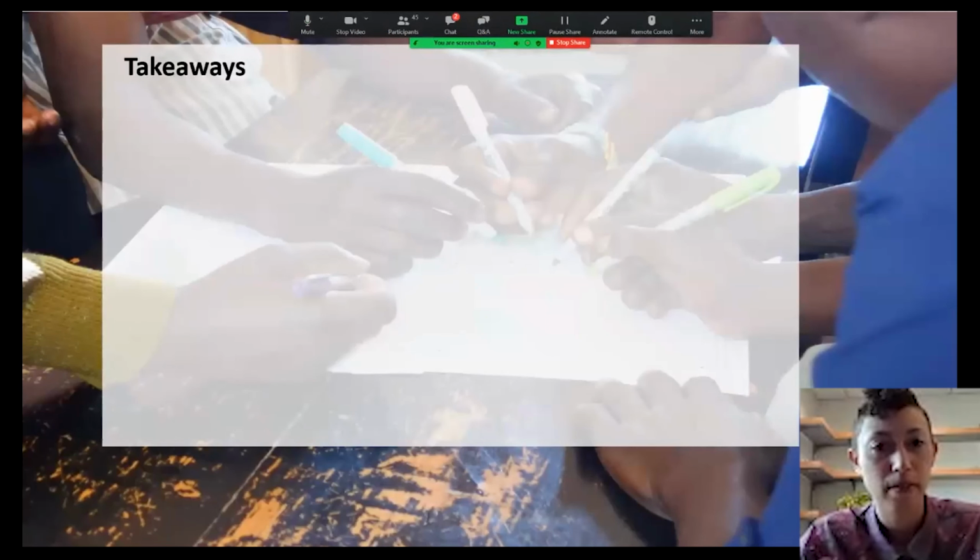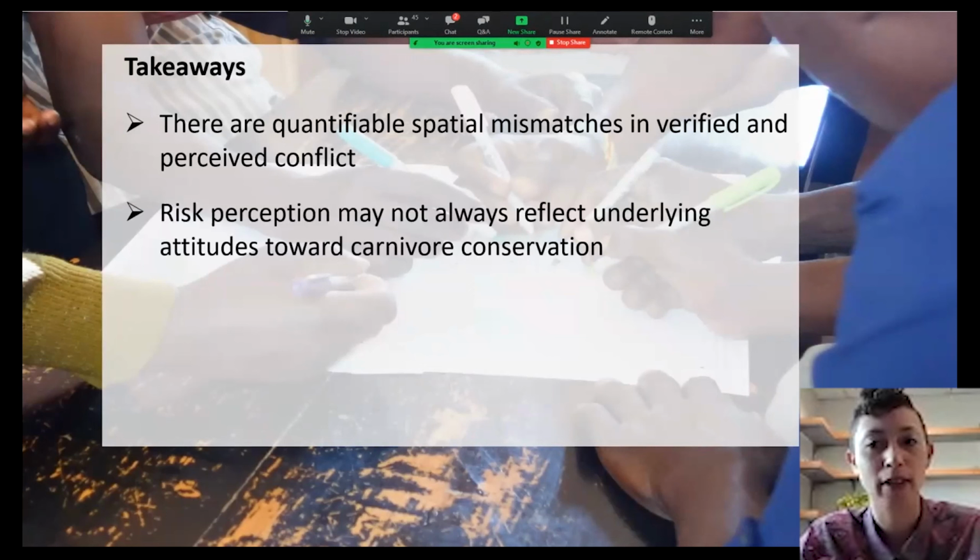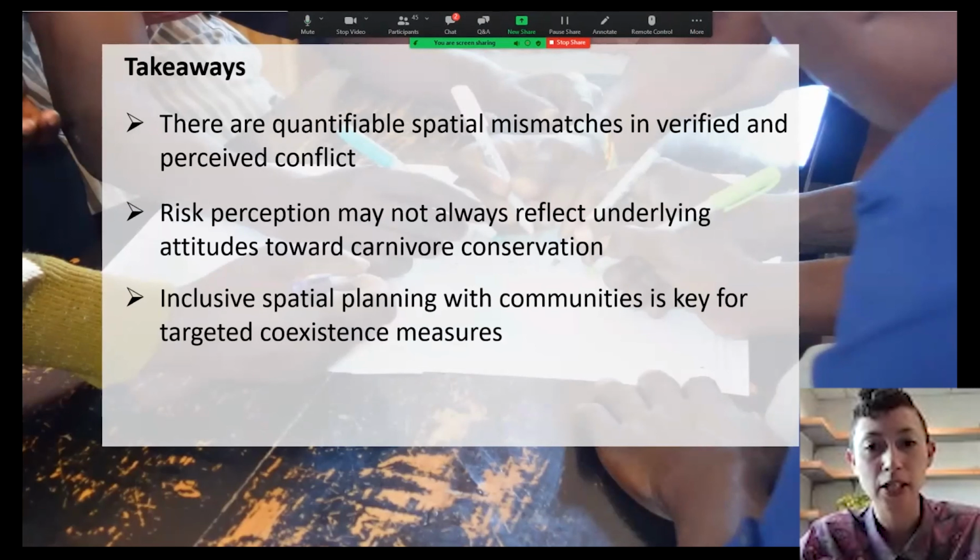So our takeaways from this particular case study is that there are quantifiable spatial mismatches in verified and perceived conflict, and there are ways to predict these risk perceptions and the attitudes that influence them, meaning that those are great jumping off points for addressing conflict. Also, risk perception might not always reflect underlying attitudes toward carnivore conservation. And most importantly, integrating these disparate data streams and using inclusive spatial planning with communities can help with disentangling conflict, elevating community voices, and ideally co-creating targeted coexistence measures.